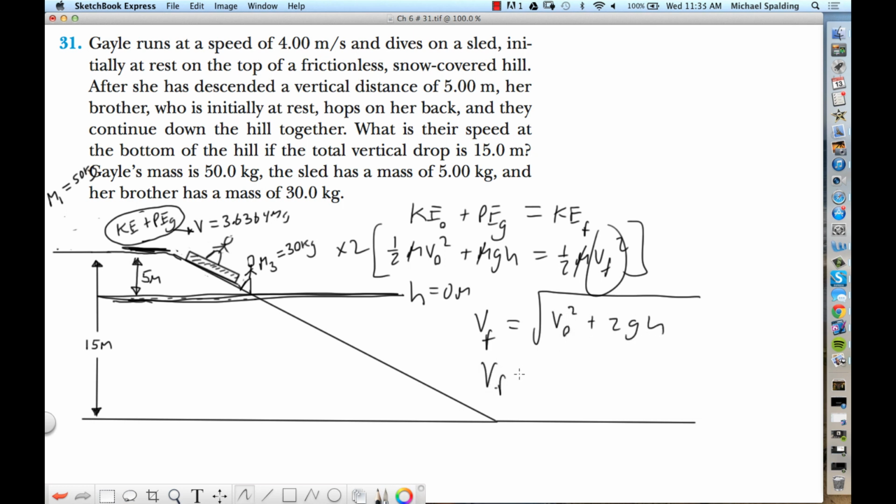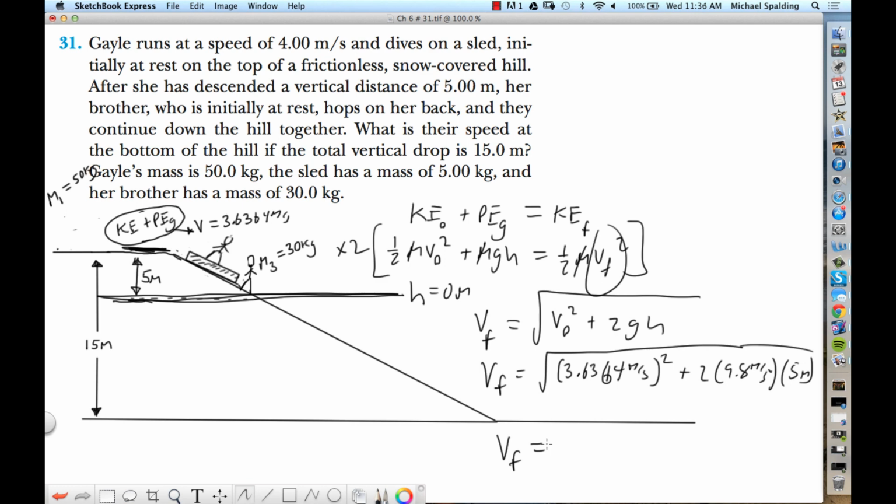So v initial at the top of the hill is 3.6364 meters per second, squared, plus 2 times 9.8 times 5. That's her h. So we find out her velocity right before hitting her brother is 10.5462. So that's the velocity at the instant she hits her brother. She's traveling at 10.5462 meters per second. Okay?